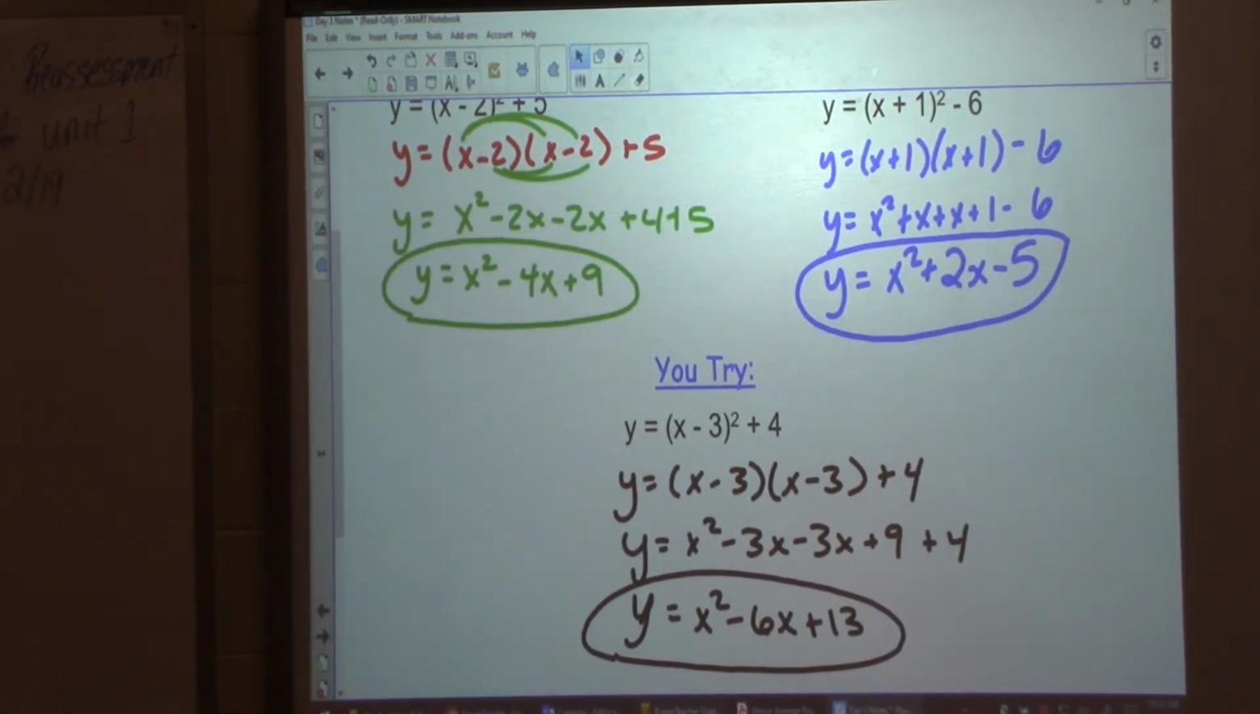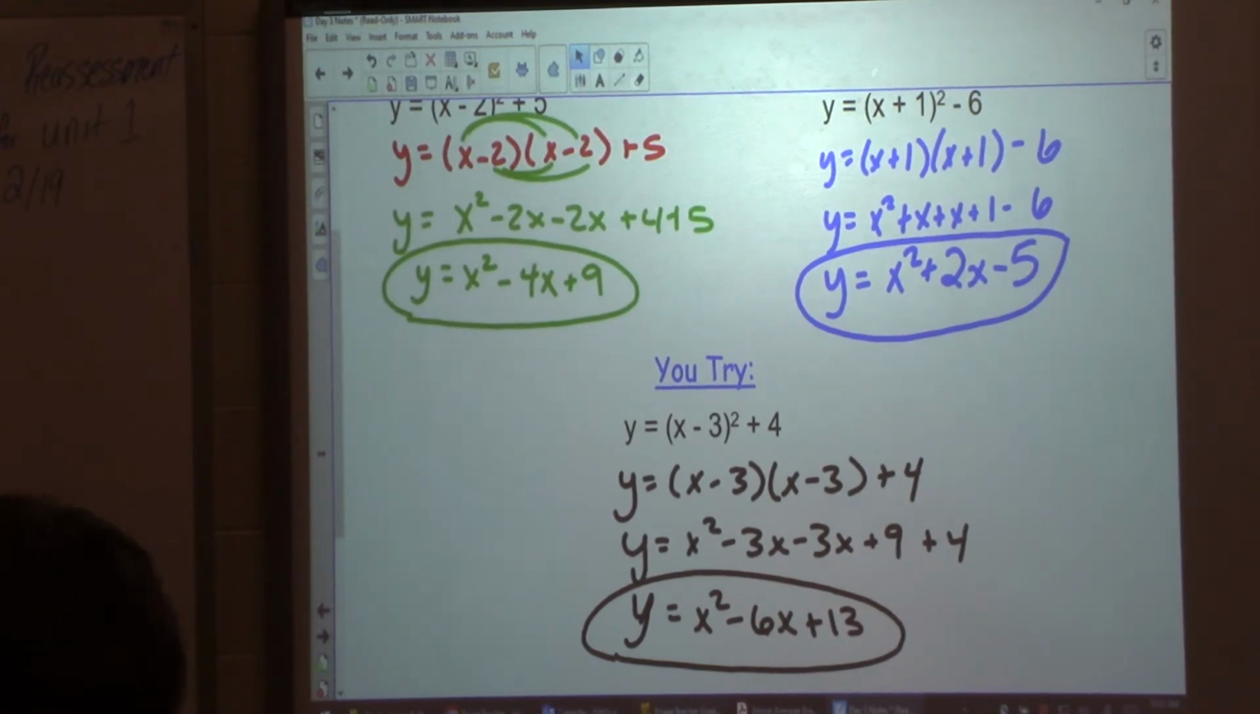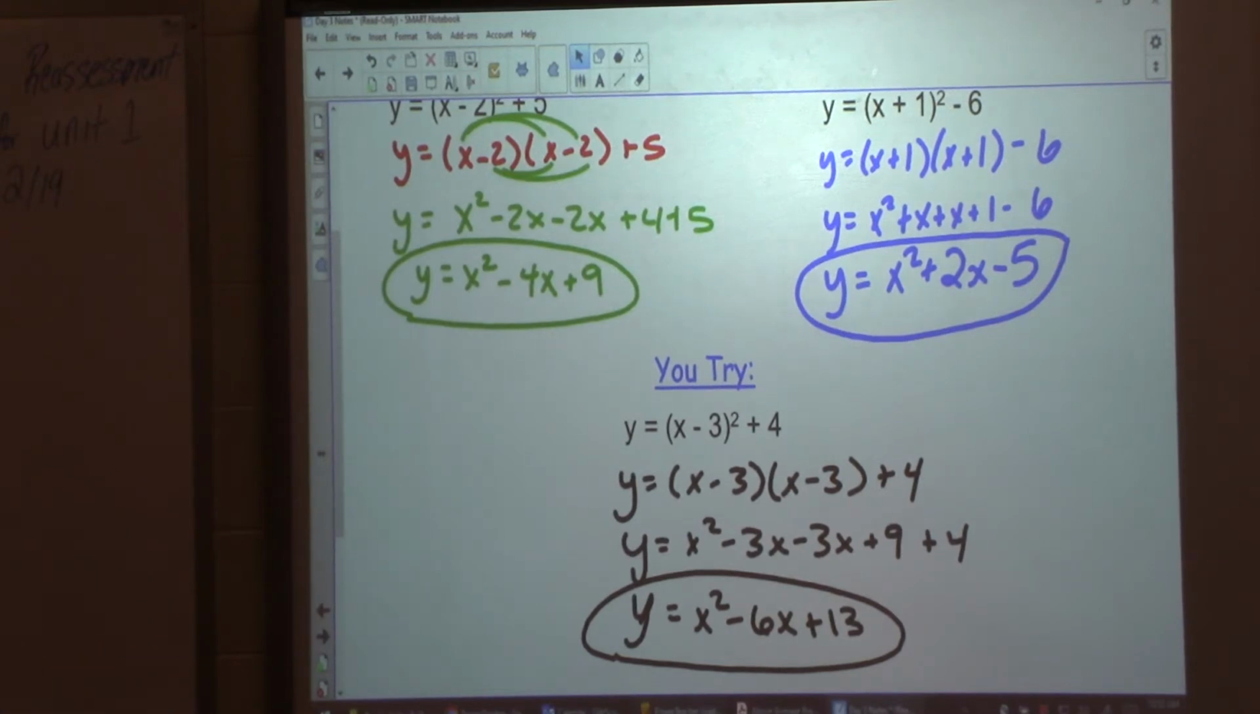So guys, when you finish, I did the third one already. Please check your answer. Make sure you did it correctly. How do we do? Turn it this way. How do we do? It's incorrect.